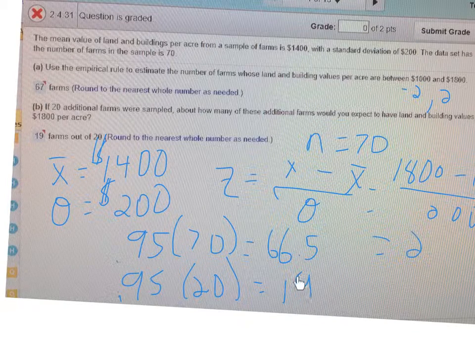So that gives you the 19 and the 67, which I have here. Hope this helps.